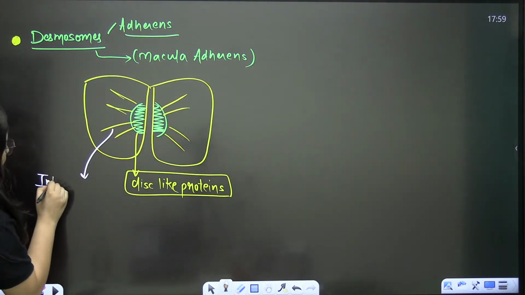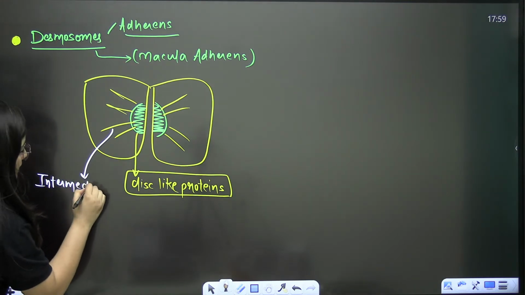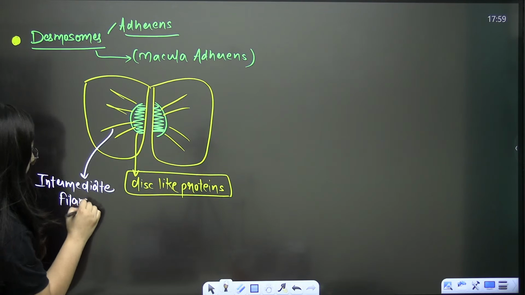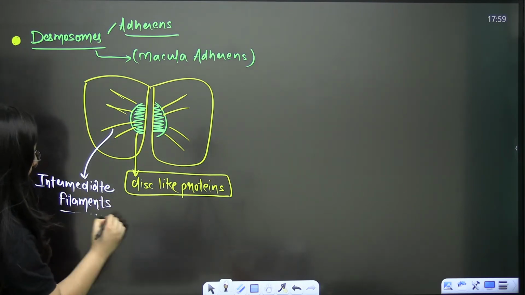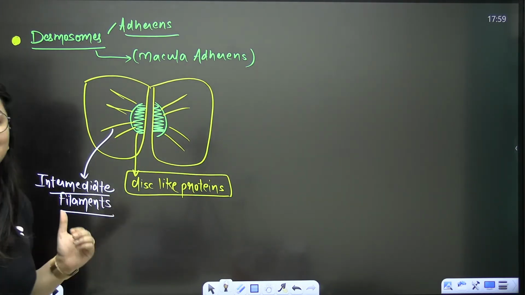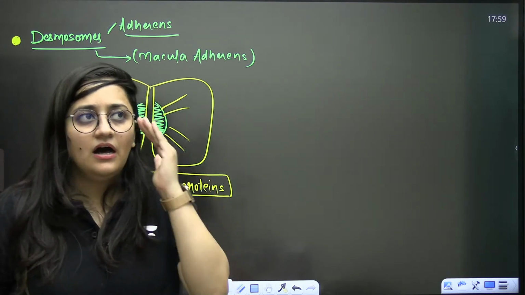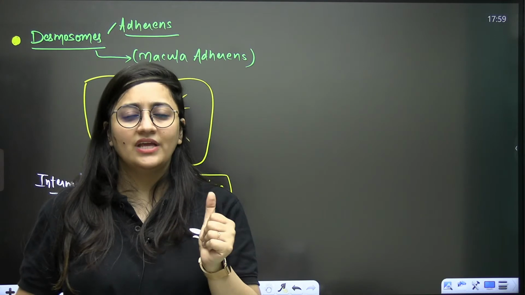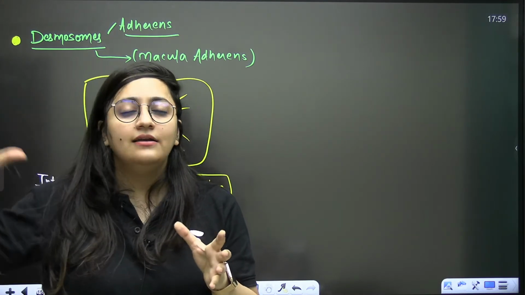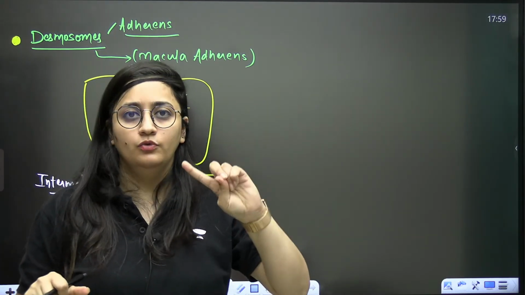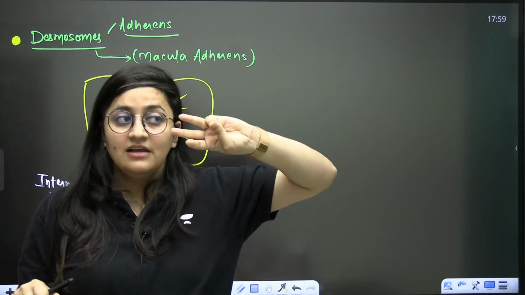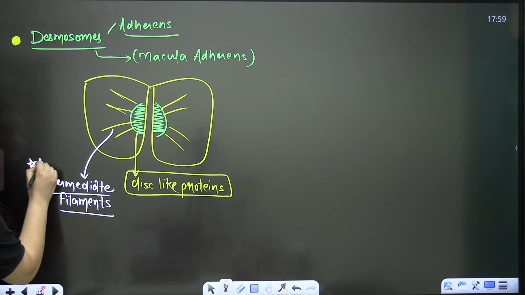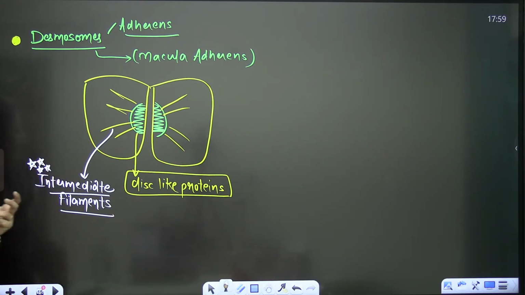They are intermediate filaments. What are they? They are intermediate filaments. If you have attended the cell chapter, we talked about the cytoskeletal elements: the microtubules, the microfilaments, and the intermediate filaments. So these intermediate filaments are basically the cytoskeletal element.